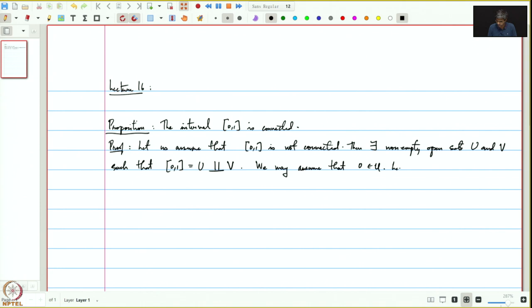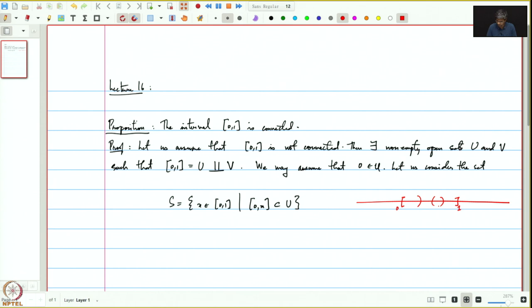right? So let us consider the set S, this is equal to those x in [0, 1] such that this entire interval [0, x] is contained in U, right? So if we were to make a picture, so this is our interval [0, 1], right? Our U may be some combination of open sets, and V is also some open subset, so that U and V are disjoint, right? So we are assuming that. It could be a complicated open set. We don't know what it looks like, but it contains 0, right?